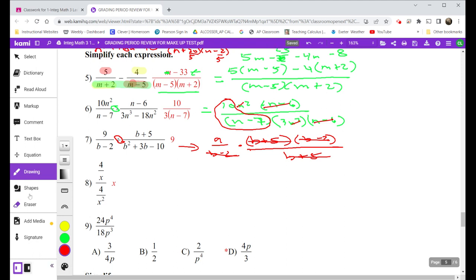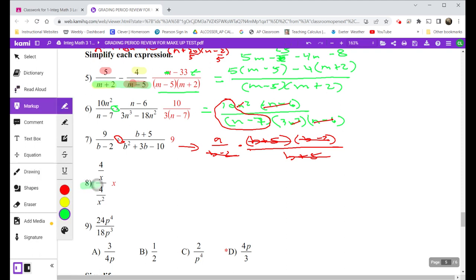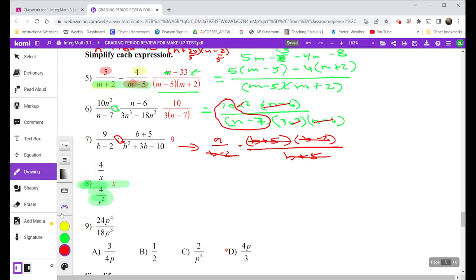This one here, if you look at this one right there, that's a division sign. So it's 4 divided by x divided by the fraction 4 over x squared. Since we're dividing, we take this bottom one right here, and we flip it over and multiply. So let's rewrite that real quick.